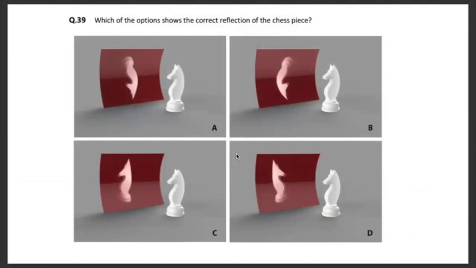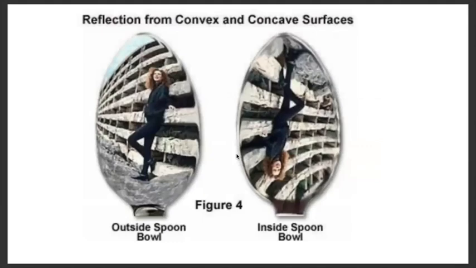Which of the options shows the correct reflection of the chess piece? You're given a chess piece and then you're given a curved surface. You have to find which option correctly represents that curved surface. I'll show you one diagram before this. This is a reflection of a concave surface and a convex surface of the spoon. In this case, this is the inside of the spoon and this is the outside of the spoon.